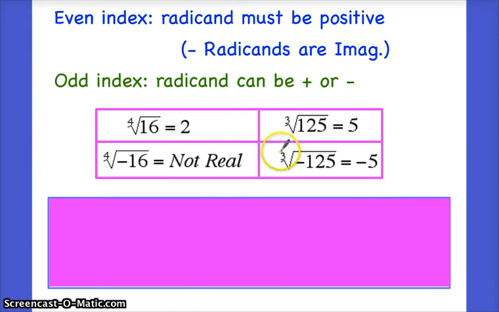Now, one of the tricky things about having roots other than square roots is to remember that, well, you can't take the square root of a negative number. And that same rule applies as long as the index is even. The radicand must be positive in order to take an even root, such as the fourth root of 16, again, we saw that on the previous page, comes out to 2.